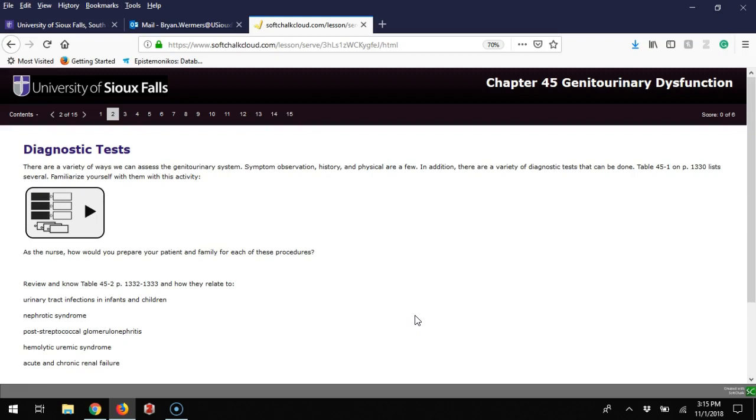We can do the UA, UC, we can look at the urine underneath microscopes, we can look at complementary factors, we can do urine cultures, CTs, MRIs, ultrasounds. There's just a wide variety of different things. We can do VCUGs. So there's lots of different things that we can talk about with diagnostics. So please know all those different types of diagnostic tests that we can do and how they're going to relate.